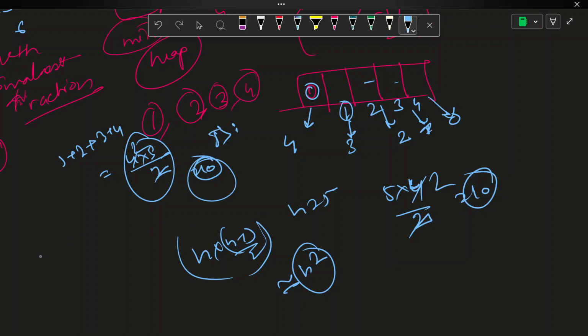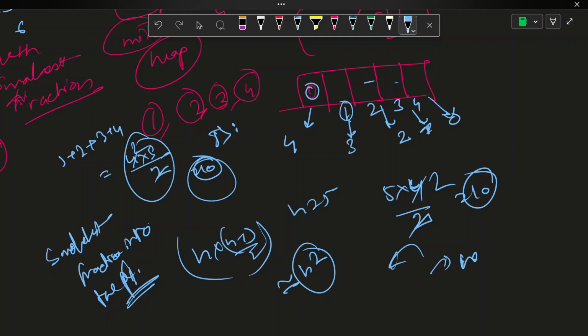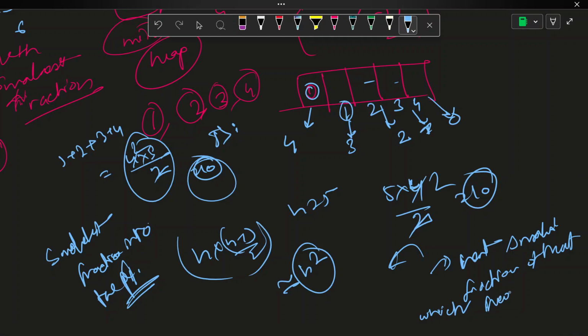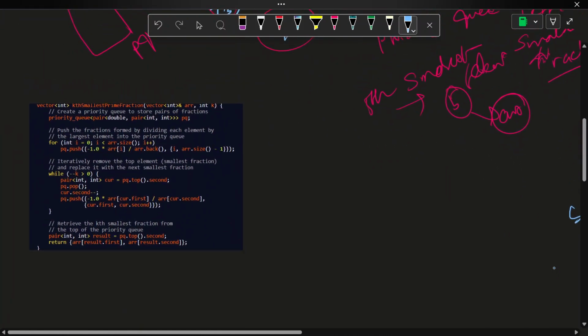So first I will insert all the smallest fractions into the priority queue. Then I will pop one and create the next smallest fraction of that, whose numerator is the current numerator. Okay, let's see the code. It will be easy, like here.